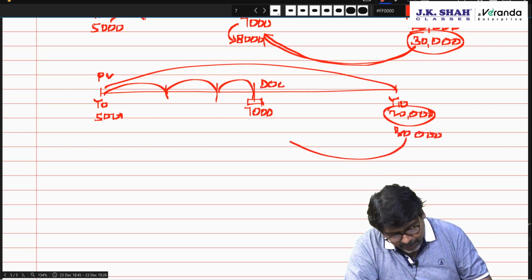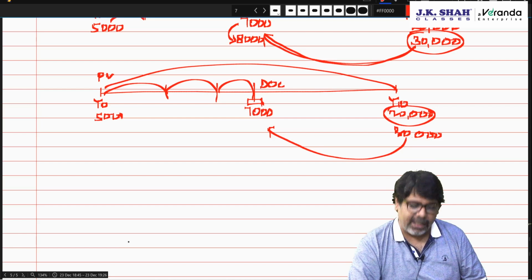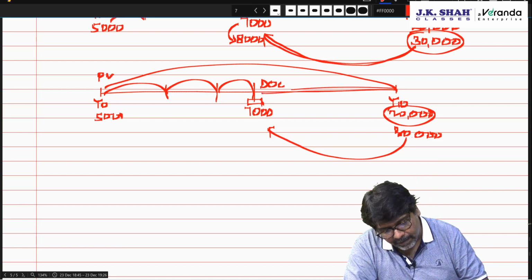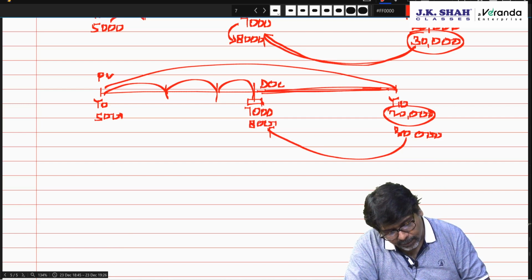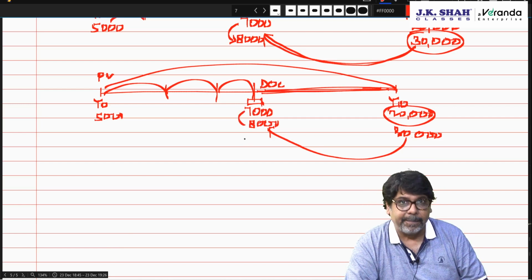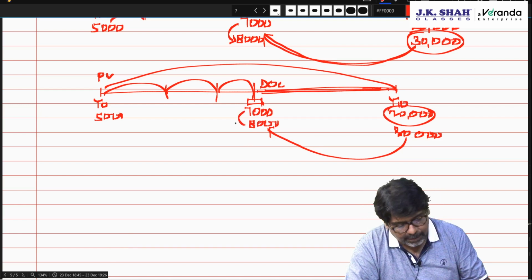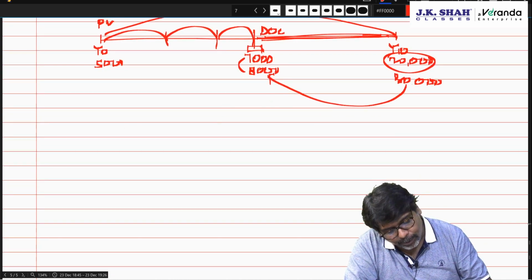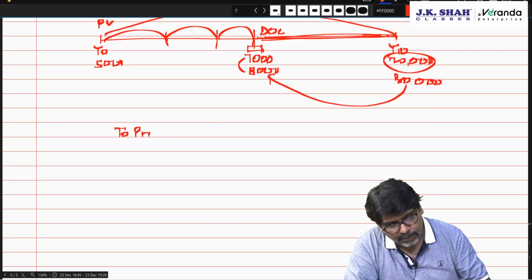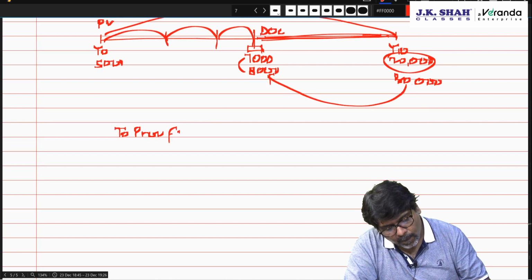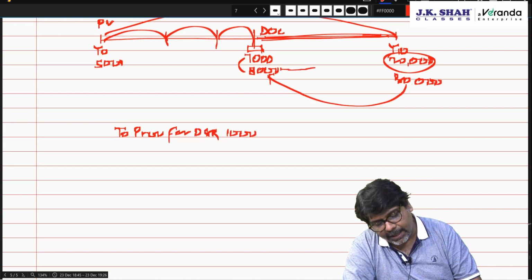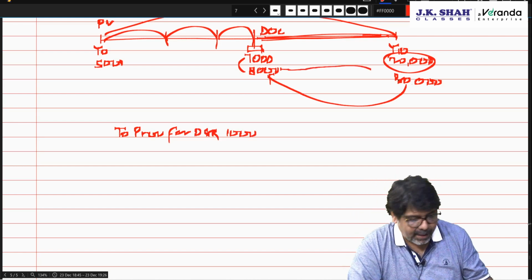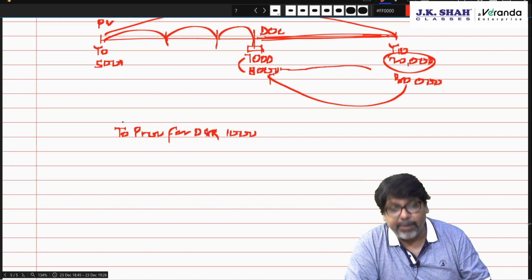So 30,000 ka present value as on the date of change. That means you will find the present value by discounting for 7 years. You found out that this is 8,000. So you have to increase your provision by 1,000. So provision for DSR, how much? 1,000. And thereafter you keep on unwinding this 8,000 and it will become 30,000. When you are crediting provision, what will you debit?